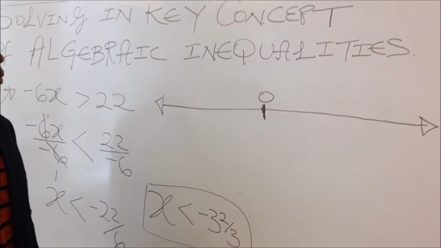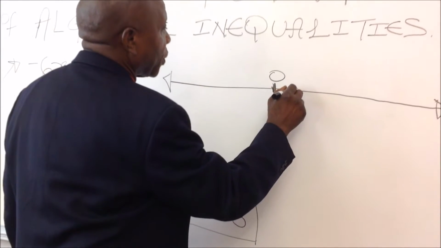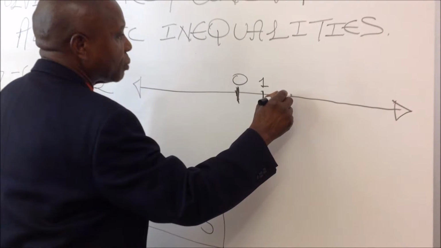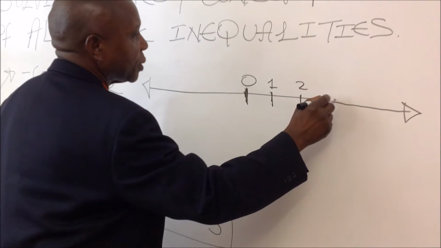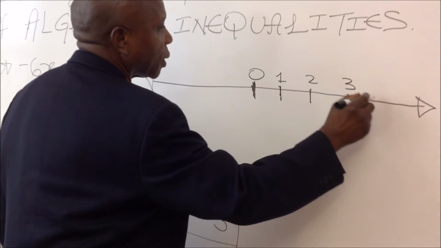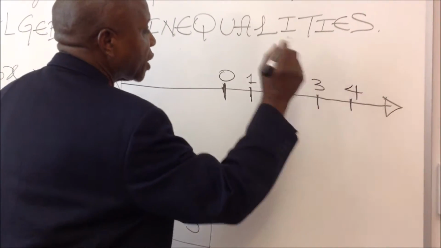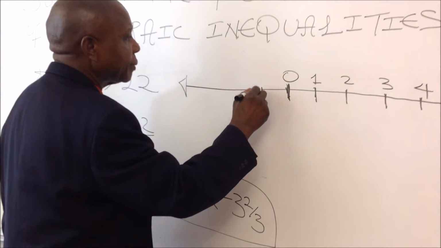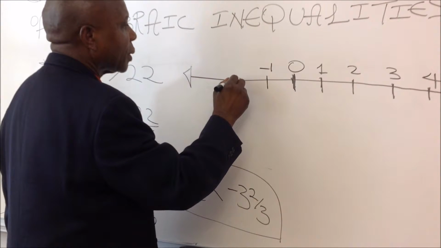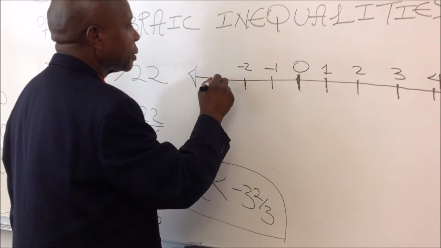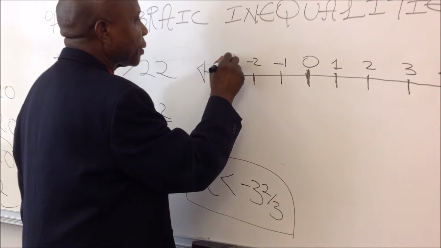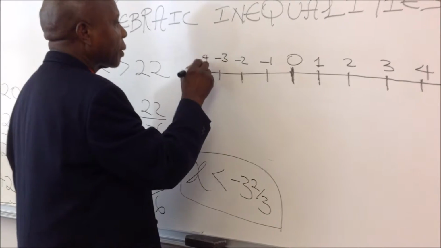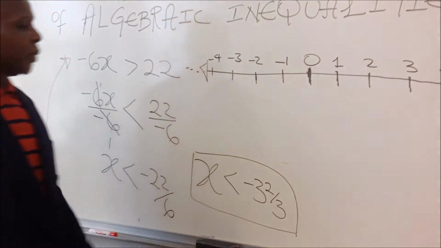The positive numbers. So notice, if we pick the number 1 on the right side, and then of course the number 2, the number 3, the number 4, and so on and so forth. And on the left side, we can now pick the quantity negative 1, negative 2, negative 3, negative 4, and so on and so forth. So how do we represent the solution?